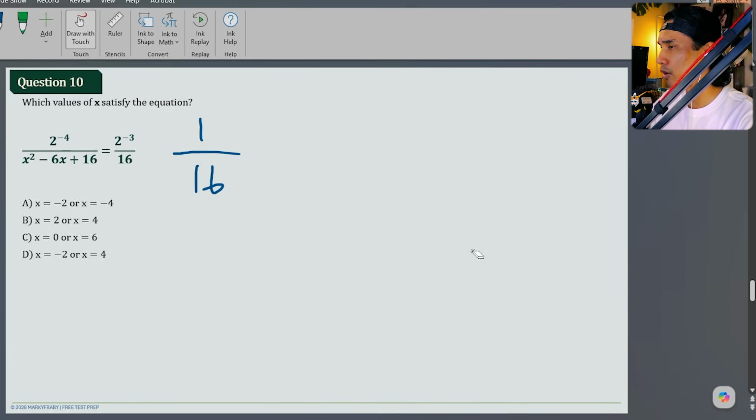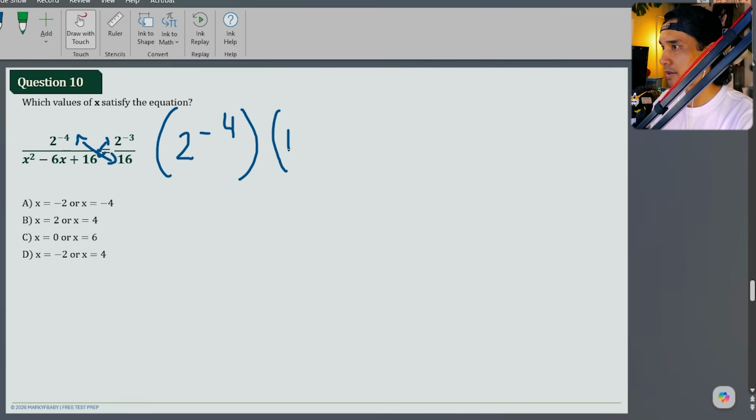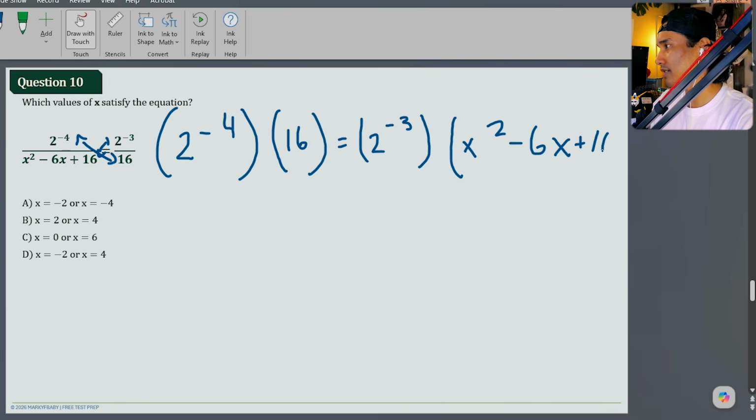I briefly go over it in many of my videos, but it's been a long time since I even saw this. So let's go ahead and perform the first operation, which is to cross multiply. That's what I would do. So 2 to the power of negative 4, in parentheses, multiplied by 16 equals 2 to the power of negative 3, multiplied by x squared minus 6x plus 16.